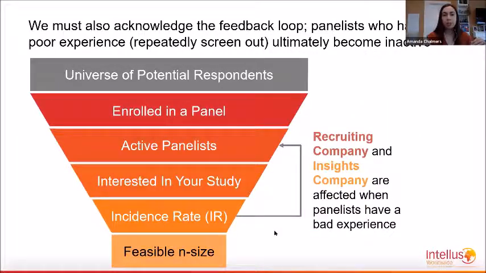I think one more thing we need to acknowledge is the feedback loop. Panelists who have a poor experience, by that I mean repeatedly screening out, especially on a long screener, ultimately become inactive. So although, say, the insights company is controlling the incidence rate, ultimately that feeds back, and that may lead to inactive panelists. And the recruiting companies and insights companies are always working together. So if the insights company is constantly sending through these crazy low IR studies, and I'm with an insights company, I'm guilty of that, it's actually just hurting my recruiting partners, and that's going to end up hurting me again because I need to come back to them for sample.